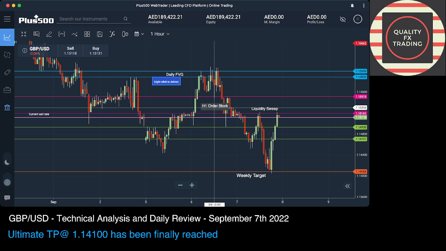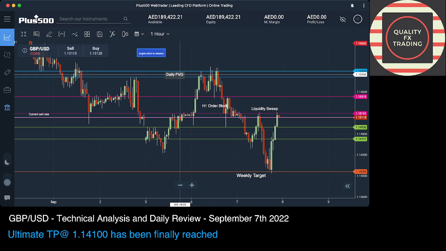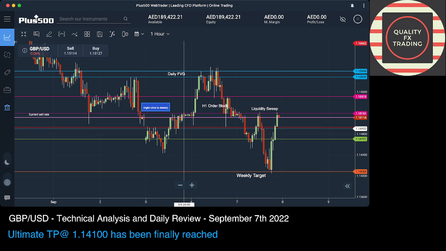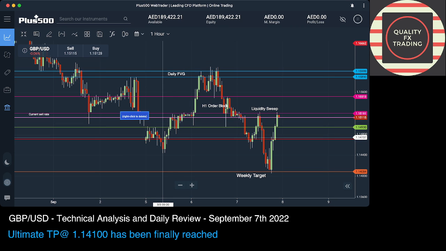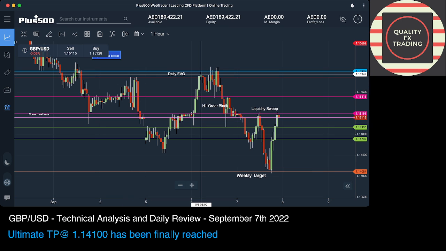So you see what happened. This is the 1 hour chart. This was Monday and Tuesday move. Price went up inside this daily fair value gap, and this was actually weekly manipulation above these highs. So after sweeping the liquidity above this high, price started to fall.